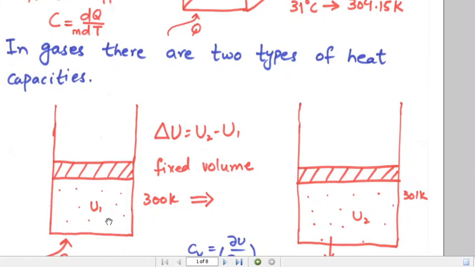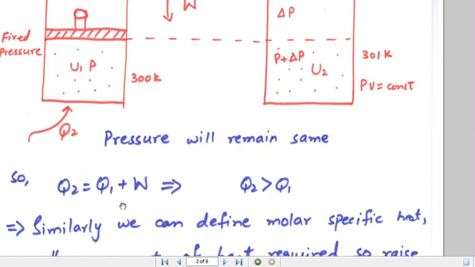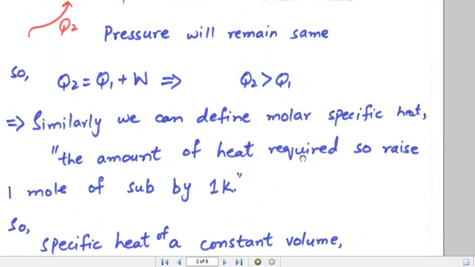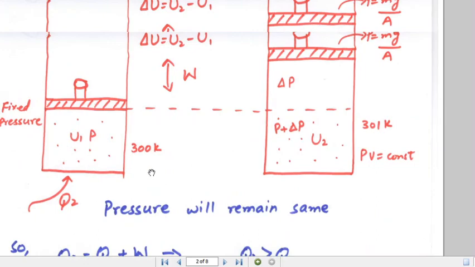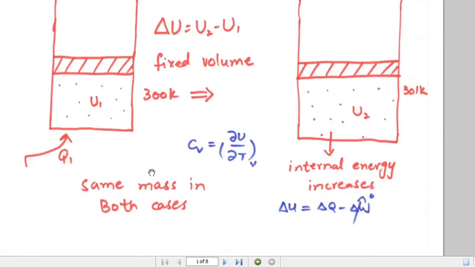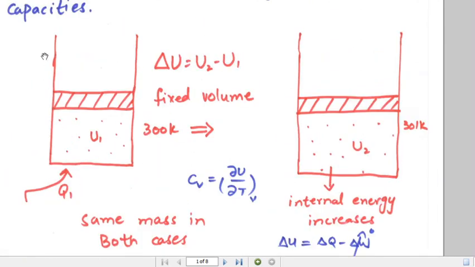And another important thing that you should know is that whenever we talk about gases, we are interested in molar specific heat, which is defined as the amount of heat required to raise the temperature of 1 mole of a substance by 1 Kelvin. So let's suppose that you have a cylinder which is fitted with a fixed piston, and you are adding a tiny amount of heat.